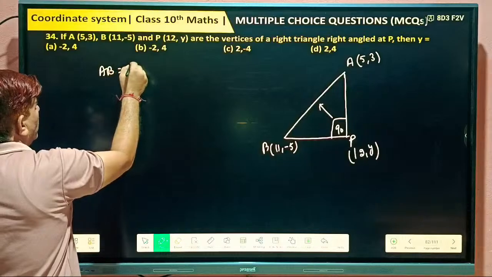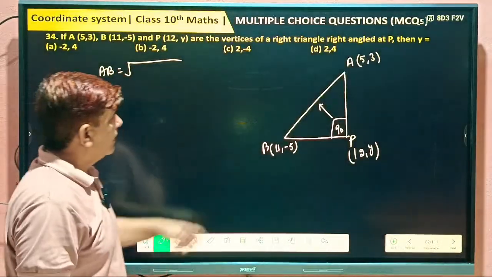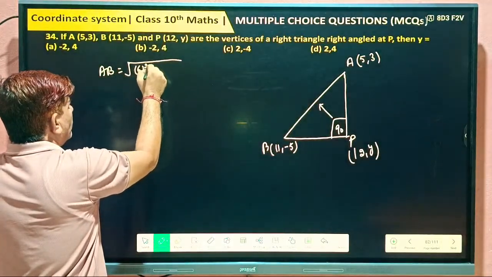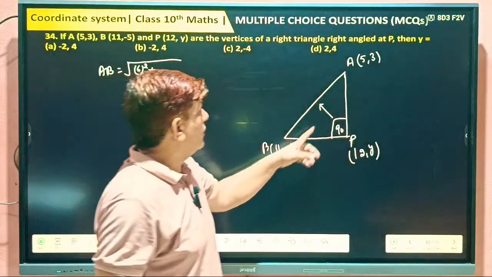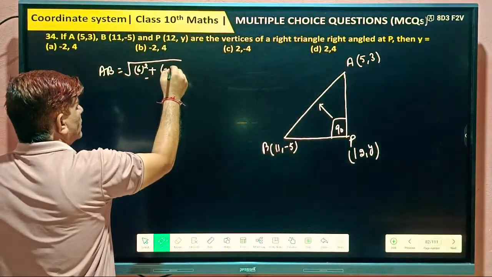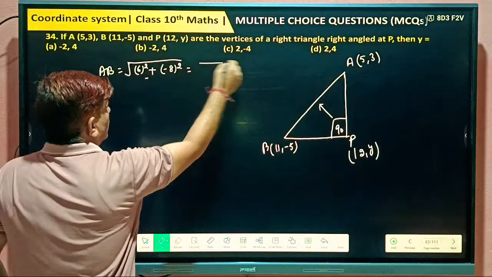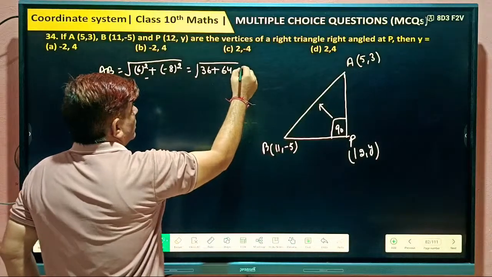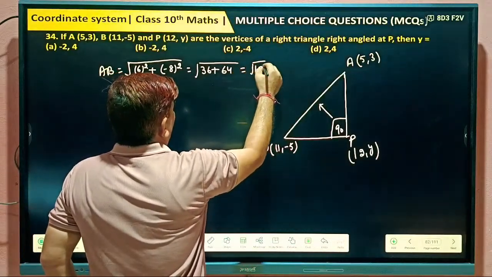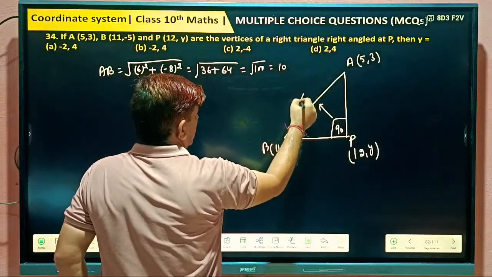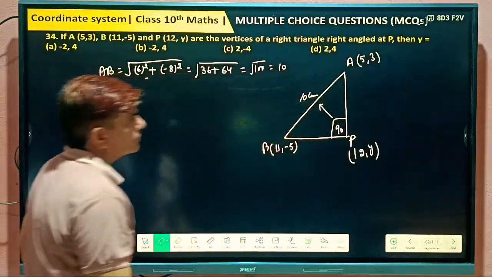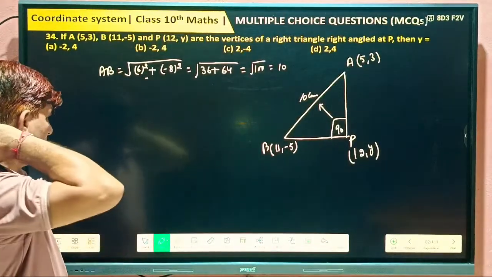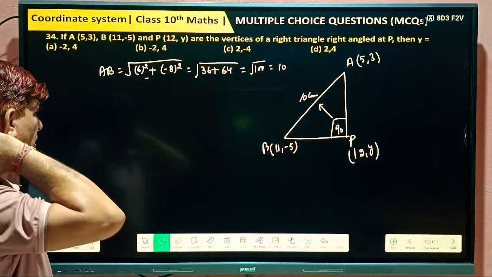We can find AB equal to under the root: this minus this, 11 minus 5, 6 squared, plus (minus 5 minus 3), minus 8 whole squared. Directly we can show this. How much? 36 plus 64, which is 100, and the root is 10. So this is 10 units. Now, which thing do we have to find out? AP.